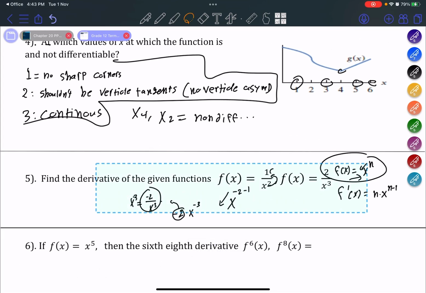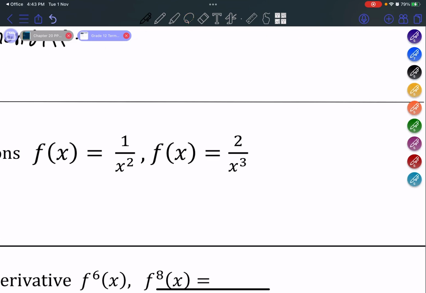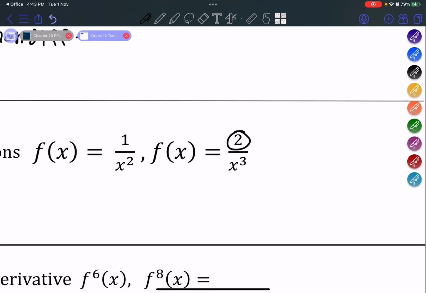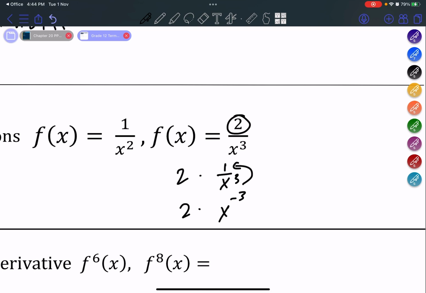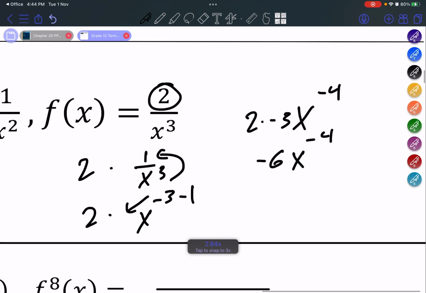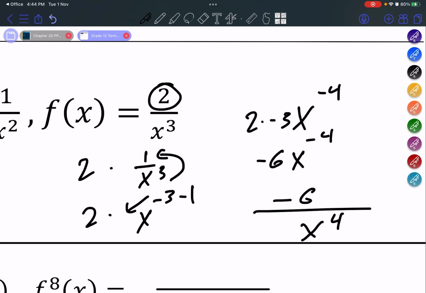We'll do the same thing for the second question. So let's first separate the two. Let's write 2 times 1 over x cubed. Again, let's flip it, so it becomes 2 times x power negative 3. So we flip the fraction and the sign along with it. Now we shall apply the power rule. So we put the negative 3 down, becomes 2 times negative 3 x, then negative 3 minus 1 is negative 4. So 2 times negative 3 is negative 6x power negative 4. Again, we don't like having negatives in the power, so we write negative 6 over x power 4 positive.